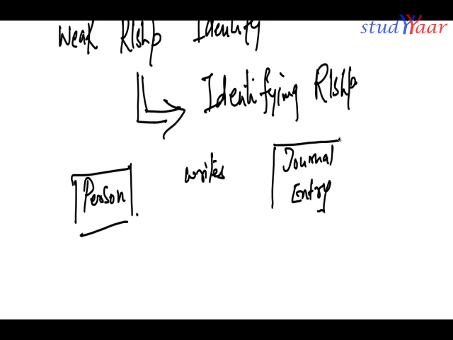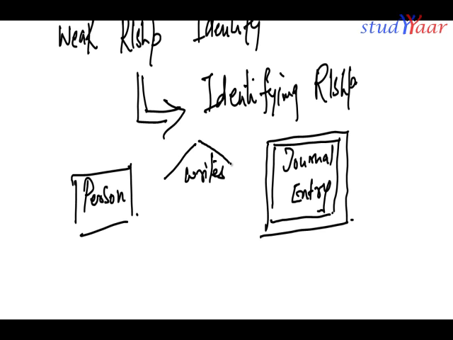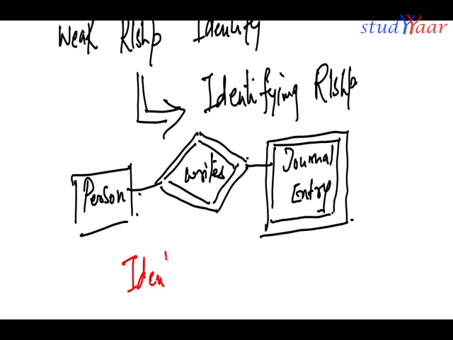Well, we describe a weak entity set in an ER diagram by a double rectangle. And this identifying relationship is represented by a double diamond. So here we have this relationship. This is the identifying relationship.